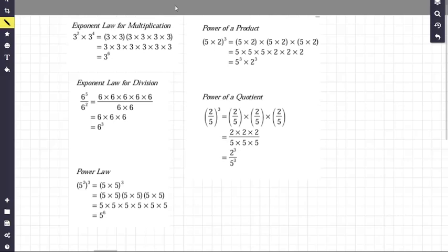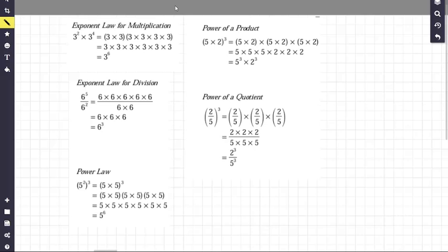All right, so today we're going to review exponent laws. We're going to talk about the five different ones, even though you were probably only told two, because they never talked about the power of a quotient and power of a product. So we're going to talk about the exponent law for multiplication.